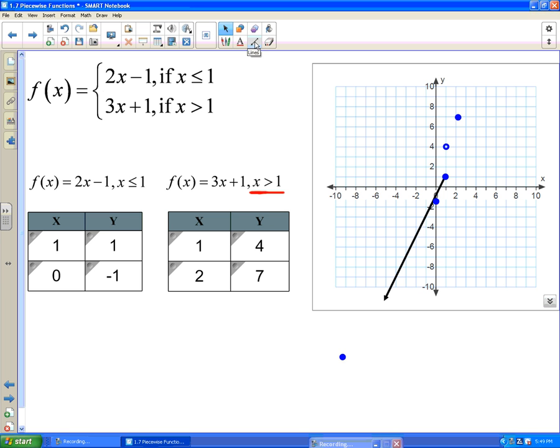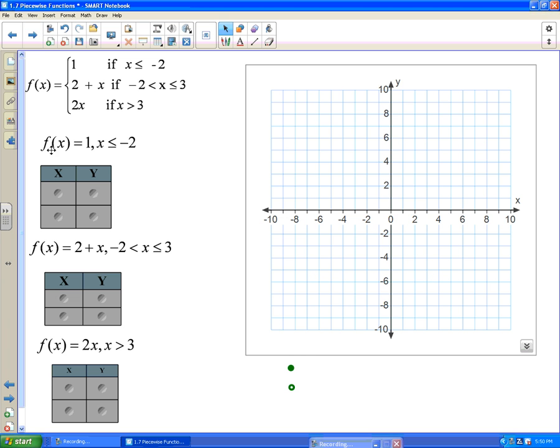And then again, I get ready to connect the dots. And again, I'm not going to have a line with an arrow on both sides. This begins at 1, 4 and continues for all x's that are bigger than 1. So the arrow is only going to be on the top-hand side. And that's how you graph this piecewise function. Let's look at another one.